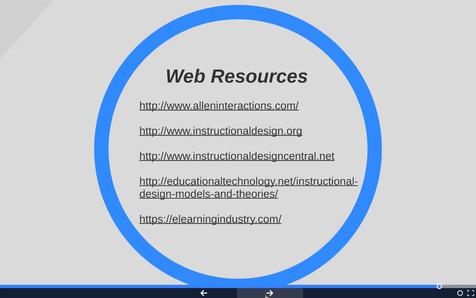Here's a list of web resources. Notice that AllenInteractions.com is at the very top. You can find additional source information on the SAM model, which I encourage you to do, at that particular website.